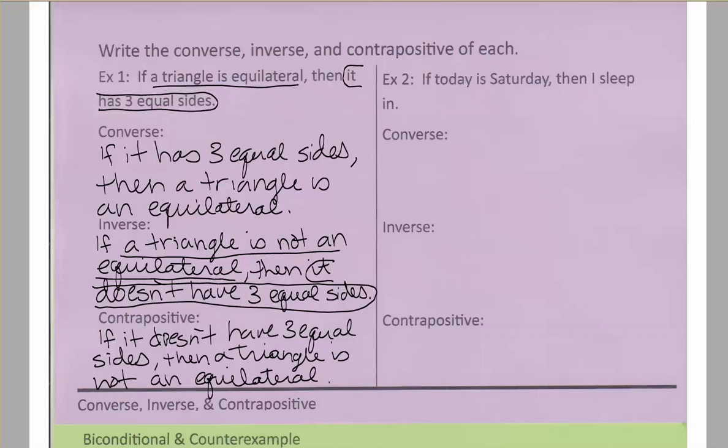Example 2. Today is Saturday is a hypothesis. I sleep in is the conclusion. So flip-flop it for the converse. If I sleep in, then today is Saturday.